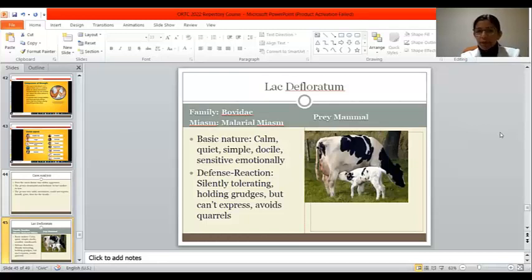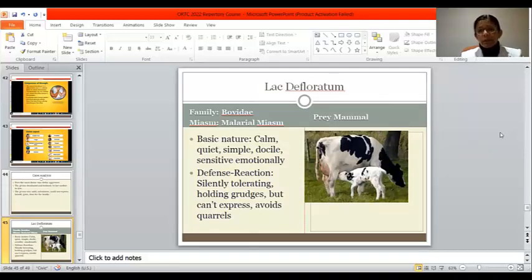So Lac defloratum was coming up. So when we explore Lac defloratum, I'm very thankful to Dr. Kalathia sir's mammals books, in which he has explained very nicely about all the mammals. I would recommend each one to purchase the mammals book of Dr. Kalathia sir, and it explains beautifully how to differentiate mammal themes.